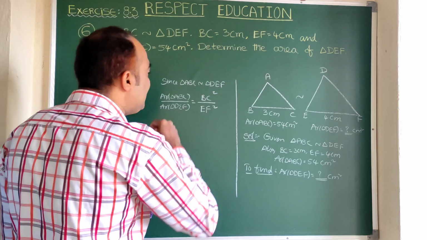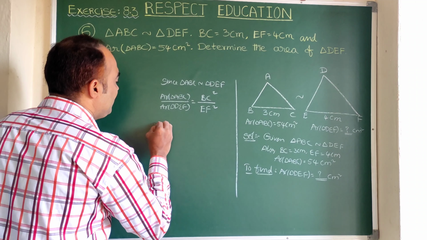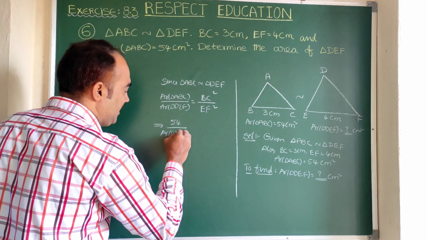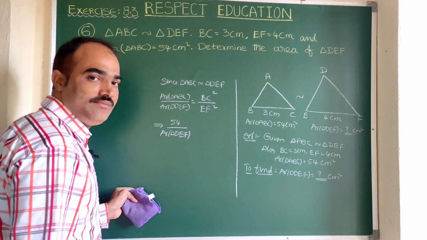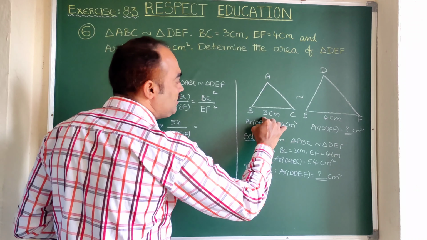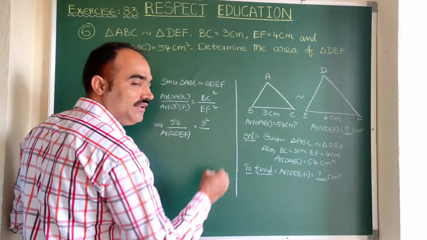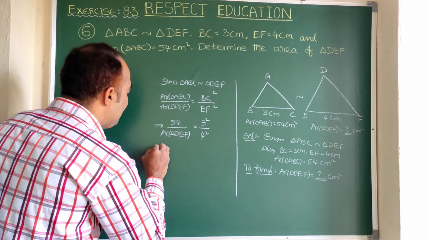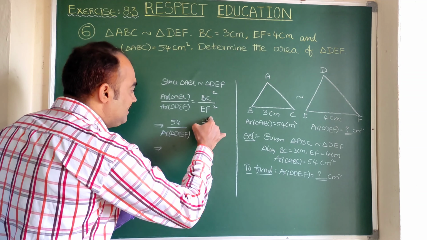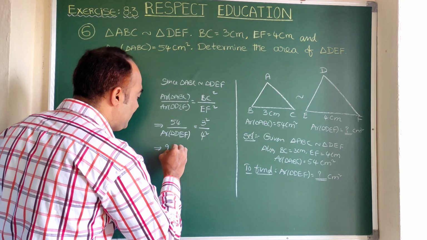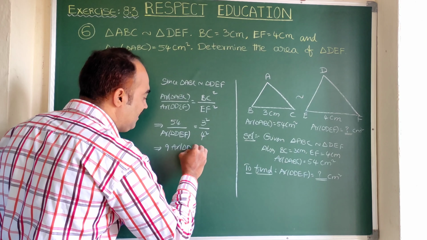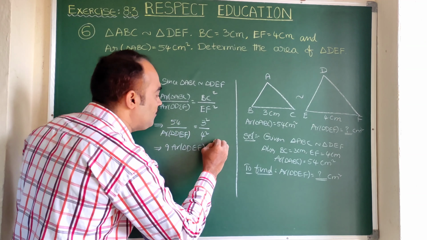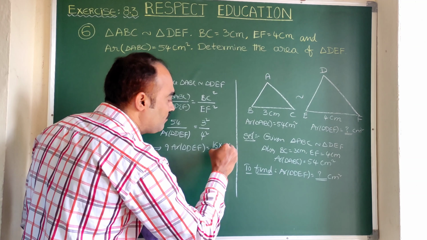So let us substitute here the given values. Area of triangle ABC is given as 54, by area of triangle DEF, which we need to find. BC square, since BC is 3, BC square is 3 square. Since EF is 4, EF square is 4 square. Now here let us do cross multiplication. 3 square is 9. 9 times area of triangle DEF is equal to, on cross multiplication, 4 square is 16, 16 into 54.